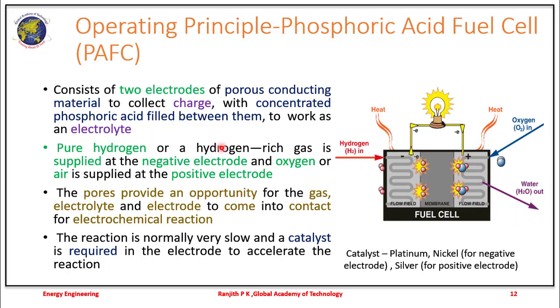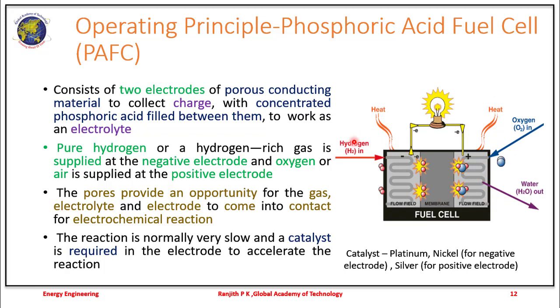Pure hydrogen or hydrogen rich gas is supplied at the negative electrode, and oxygen or typically air is supplied at the positive electrode. So it is for all fuel cells, this is very common. The fuel is supplied at the negative electrode, and the air is supplied at the positive electrode. The pores here provide an opportunity for the gas, electrolyte, and electrode to come in contact for the electrochemical reaction.